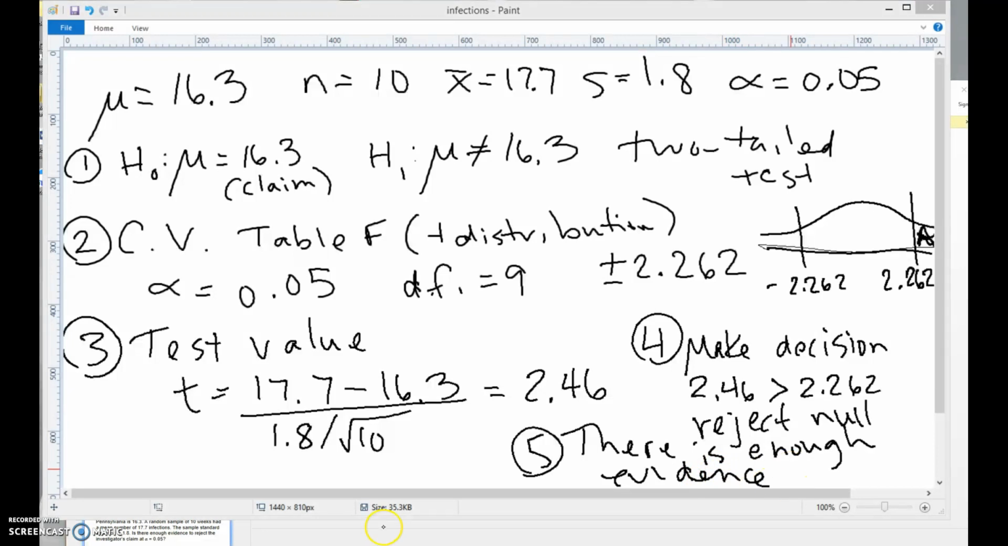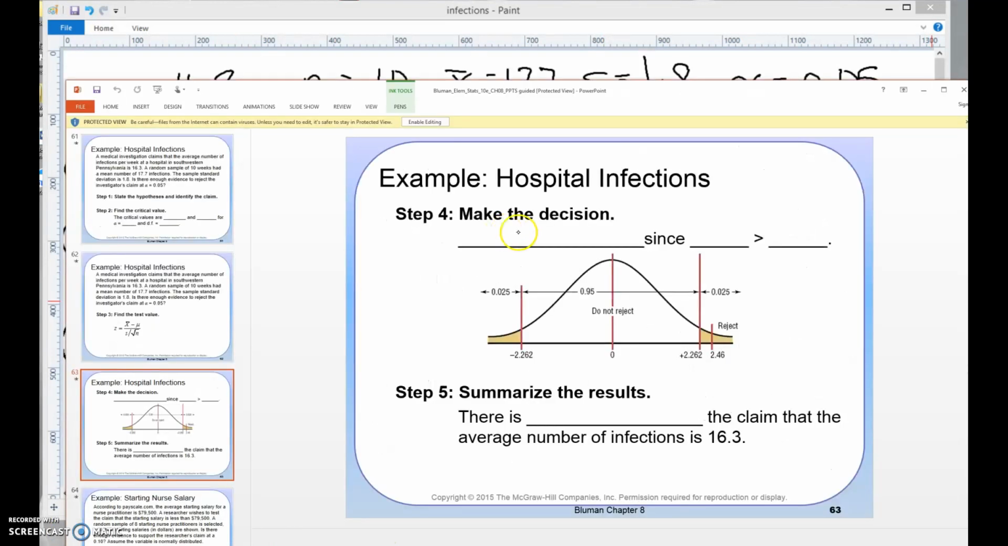Okay. Going back to this picture, you can see that it fell within that region of rejection, so there is enough evidence to reject the claim that the average number of infections is 16.3.